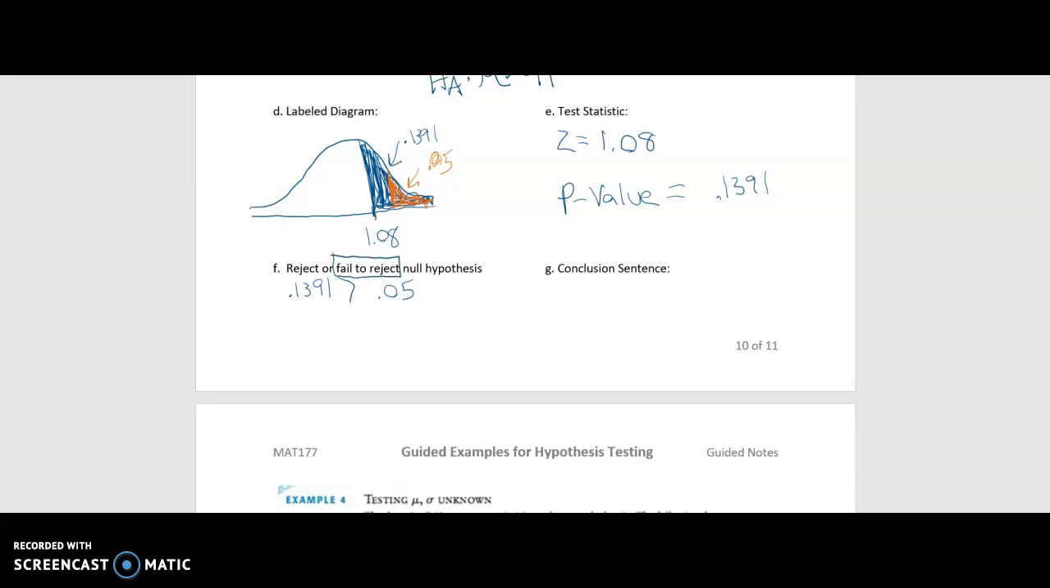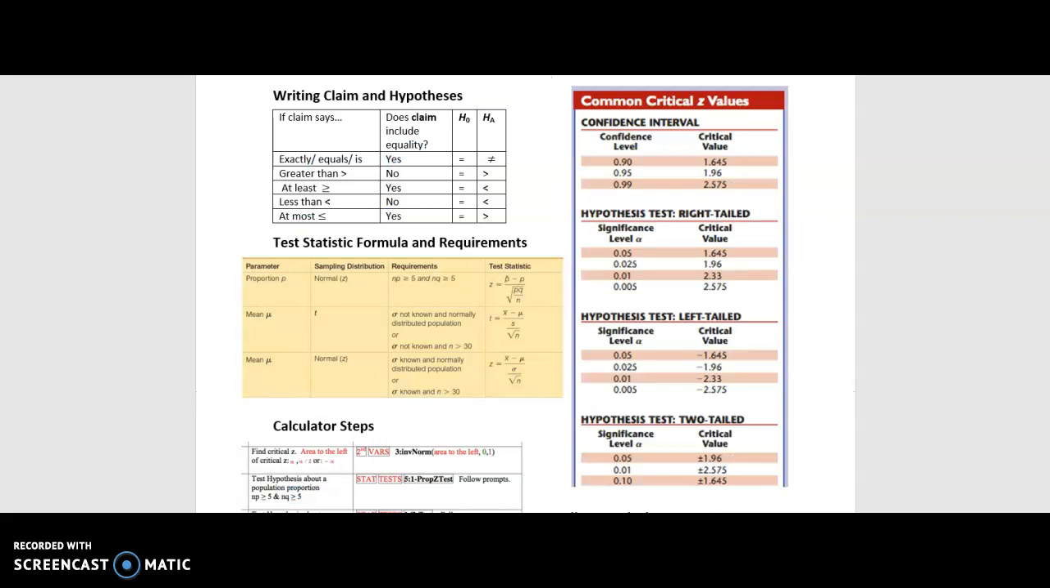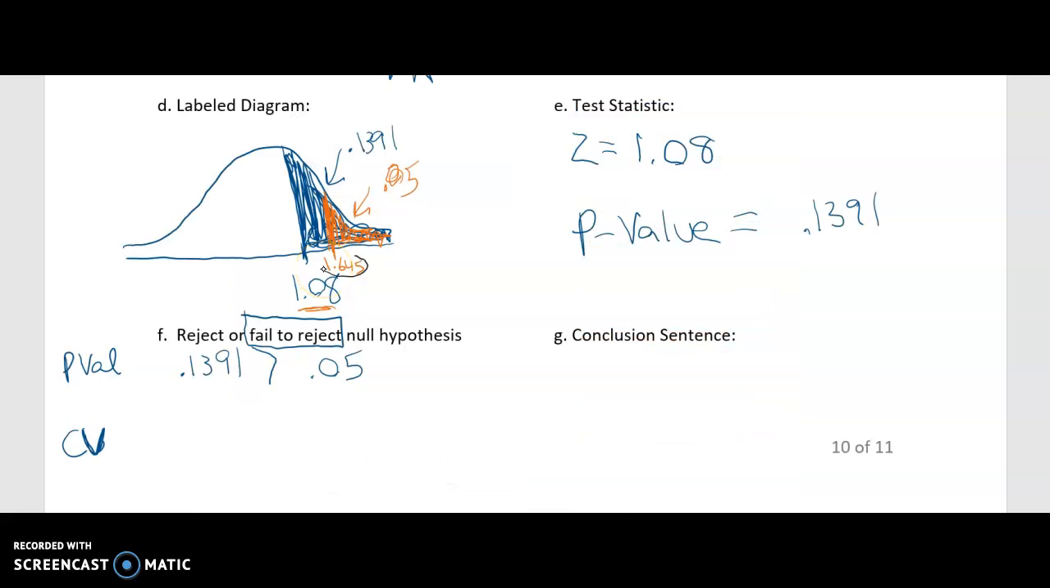Now, I also want to show you how to do this using the critical value method. For the critical value method, we will be comparing the 1.08 test statistic with the critical value that gives us a region of 0.05 to the right. On page 2 of my packet, I am going to look in the right-tailed tests table for alpha is 0.05, and I'll see my critical value is 1.645. I can label that 1.645 on my graph right here.